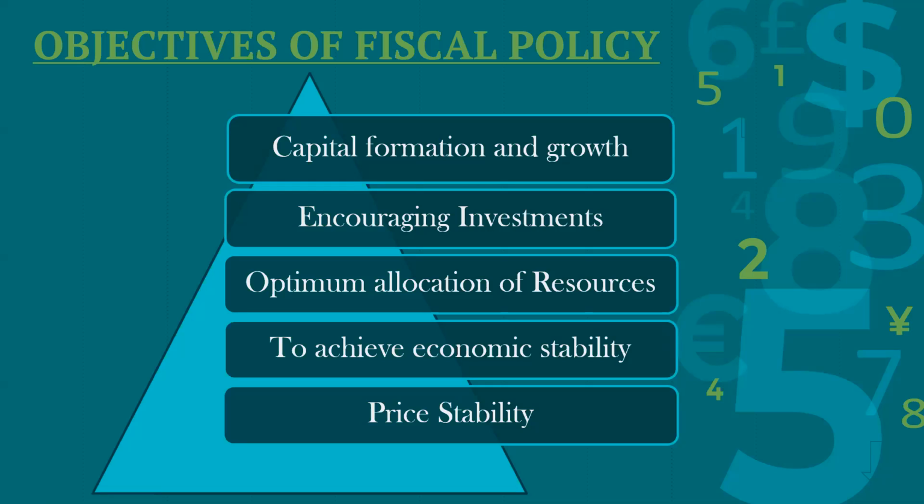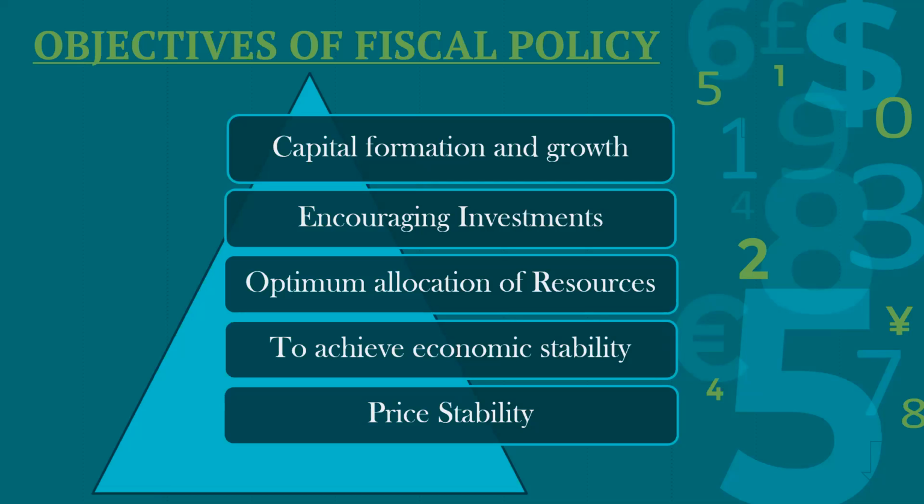And the optimum allocation of resources means fiscal measures like taxation and public expenditure programs can greatly affect the allocation of resources in the various occupations and sectors. And then, to achieve economic stability, there is a general agreement that economic growth and stability are joint objectives for underdeveloped countries. In a developing country, economic instability is manifested in the form of inflation and also price instability.